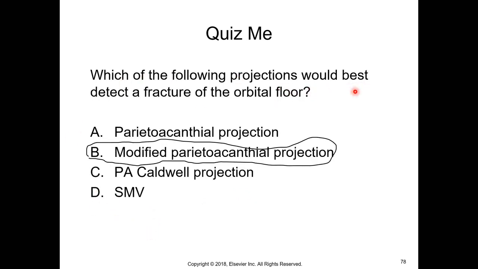Which of the following projections would best detect a fracture of the orbital floor? I talked about that earlier, but you would want the modified Waters, that 55-degree OML angle, because what that does is make nice round orbits, opens up those orbits so that you can see the orbital floor really well.